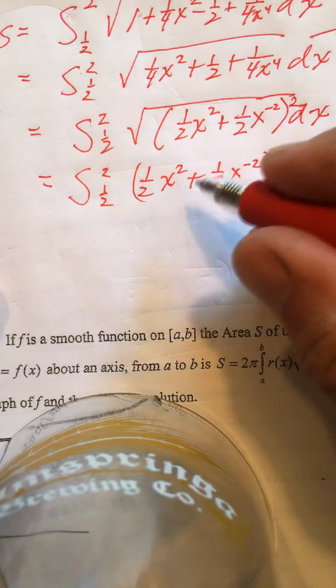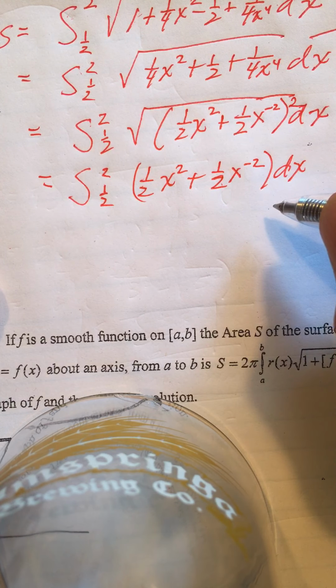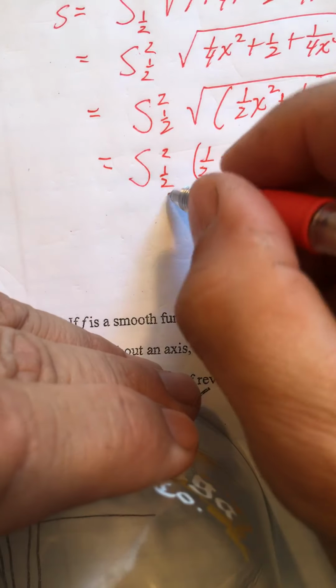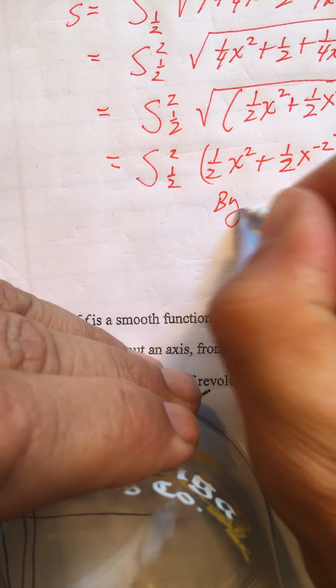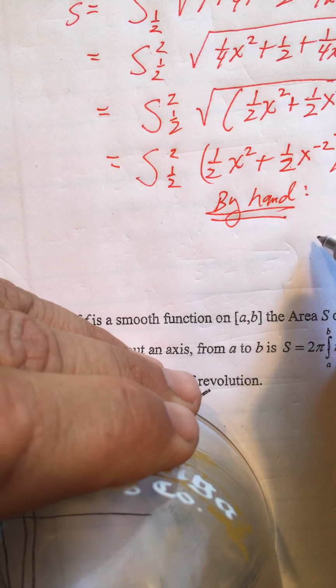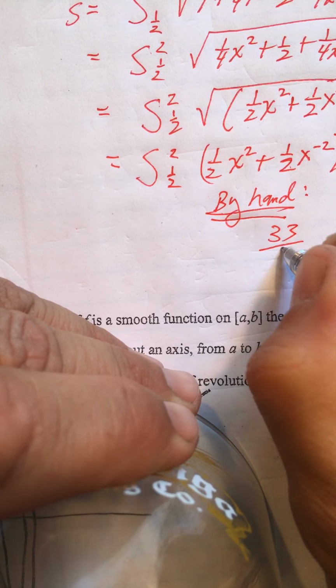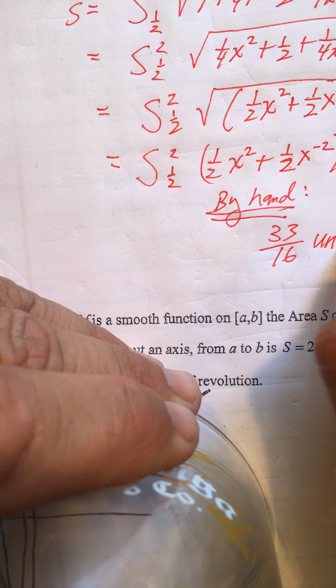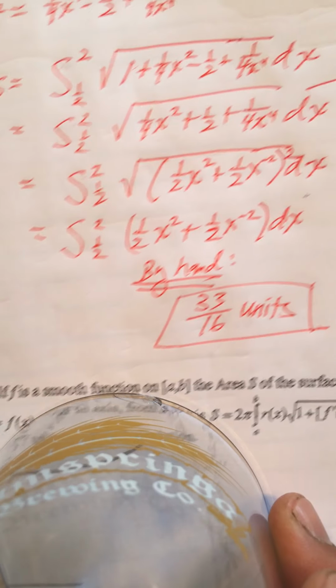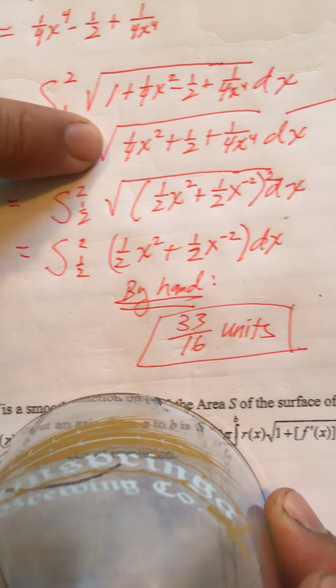And now we can integrate, evaluate, and to save time, we would do this by hand, because we can. We would get 33 over 16 units, okay? So again, this creates a perfect square trinomial.